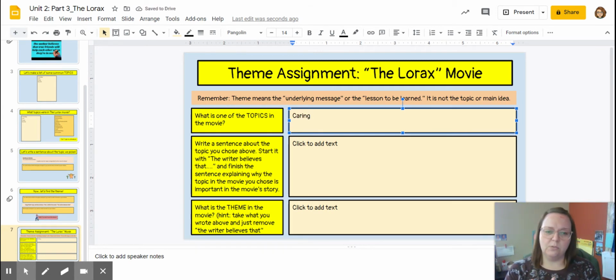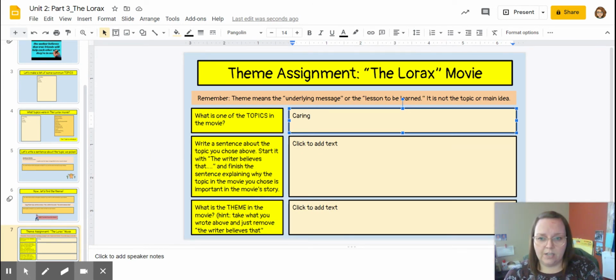You know that the Lorax was caring. He cared a whole lot for the fish, for the barbaloots. He cared a whole lot for the truffula trees and the environment, about the swami swans, right? So now that we have that topic, caring, let's look at the next step.